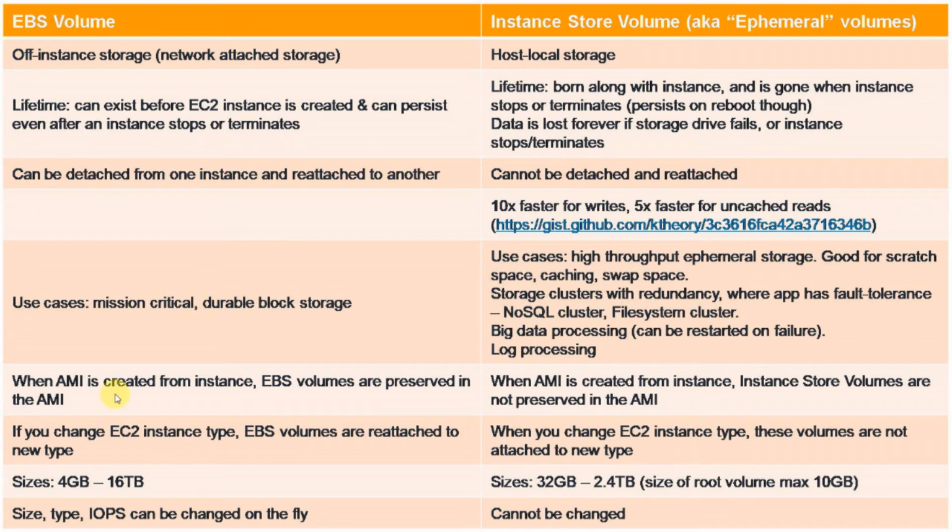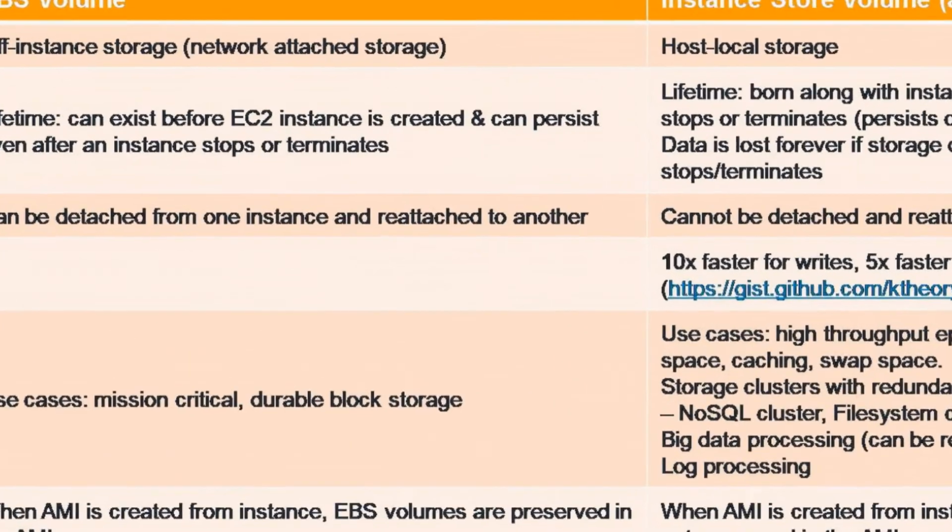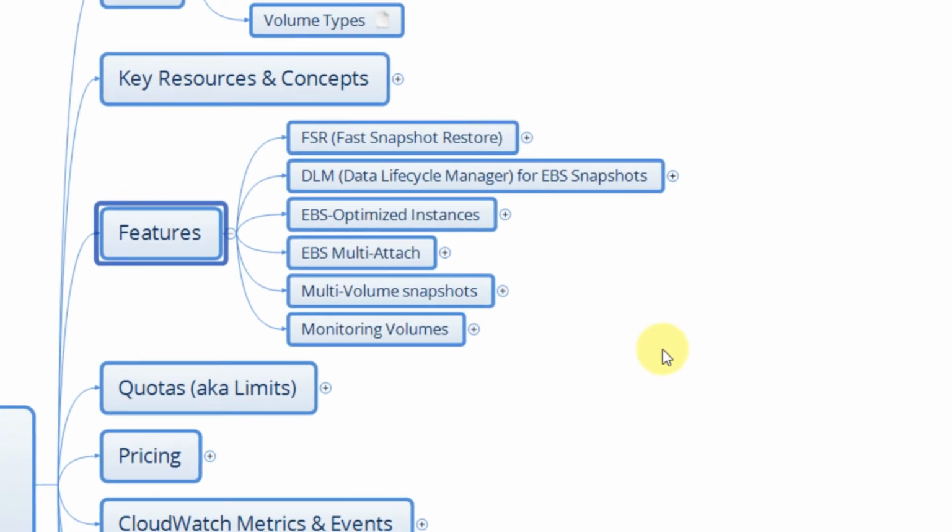So when you create an AMI from an EC2 instance, all the EBS volumes attached are preserved in the AMI, but instance store volumes are not preserved in the AMI. When you change the type of an EC2 instance, EBS volumes get reattached to the new type, but instance store volumes do not. The sizes range from 4 GB to 16 terabytes for EBS and 32 GB to 2.4 terabytes for instance store volumes. The root volume can be a max of 10 gigabytes. And finally, with EBS volumes you can change on the fly the size, the type, and the IOPS, whereas instance store volumes cannot be changed.